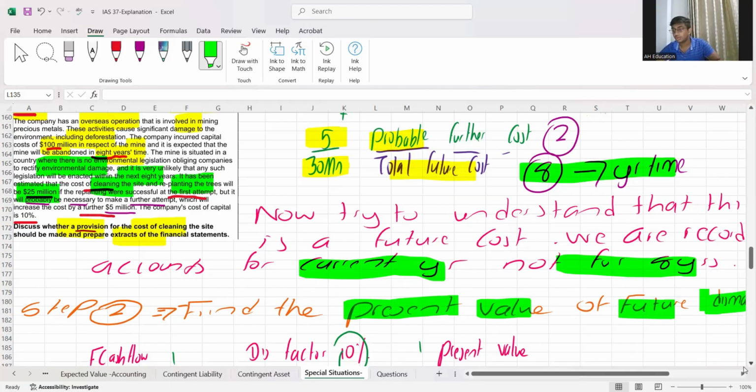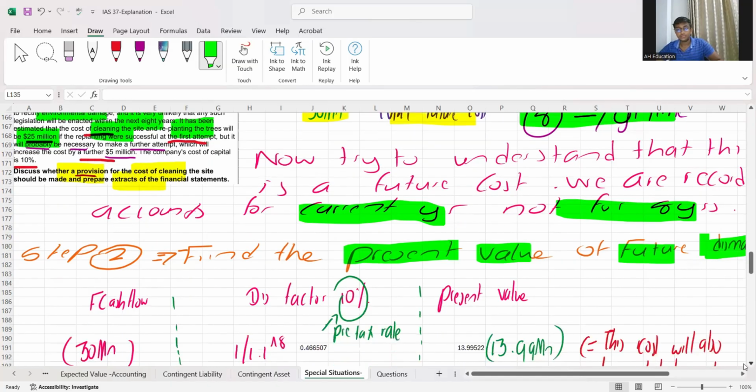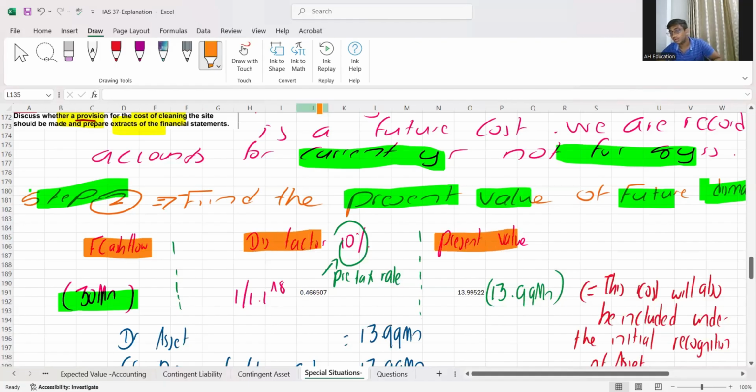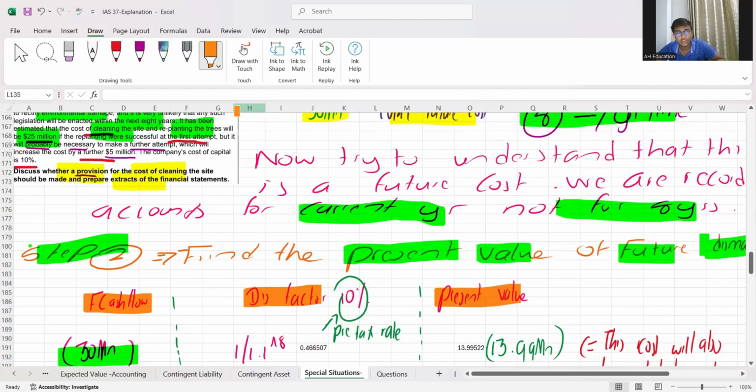They would be asking. So now your step two is to find out the present value of the future dismantling cost of 30 million. Again, we know that this is a future cash flow which is going to occur in the 8th year. I need to find out the present value. Now, you all know how to find out the present value. Your future cash flow multiplied by the discounting factor will give you the present value of your future cost. I put it in brackets because it's a cost, it's in the minus form. They have given us the cost of capital as 10%.